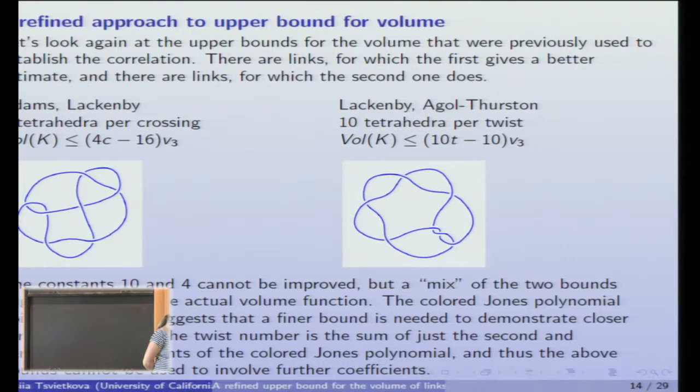And so the constant 10 and 4 cannot be improved in general, but this suggests that maybe a mix will be finer. Maybe if you make some hybrid of those, you will be closer to the actual volume function. And the Kauffman-Jones polynomial point of view also suggests that a finer bound is needed to demonstrate the correlation. So we know that two coefficients do not really determine the volume, right? And so what I will be talking about is a refined approach to the upper bound for volume.